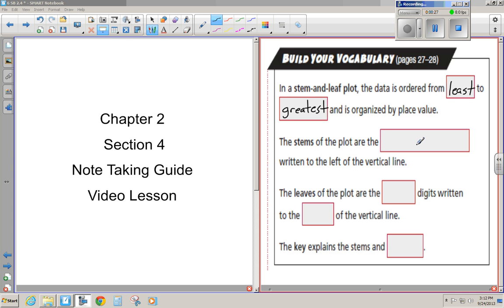The stems of the plot are the digits written to the left of the vertical line. That's right, the stems are the digits written to the left of the vertical line. The leaves of the plot are the digits written to the right of the vertical line. And then the key explains the stems and leaves.